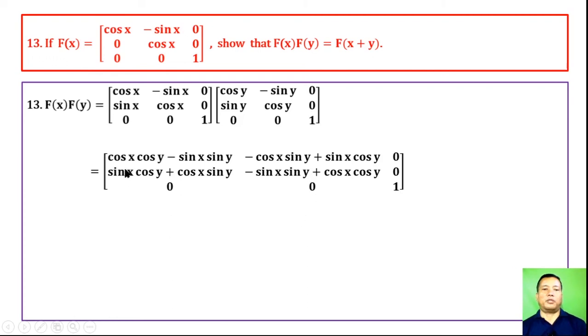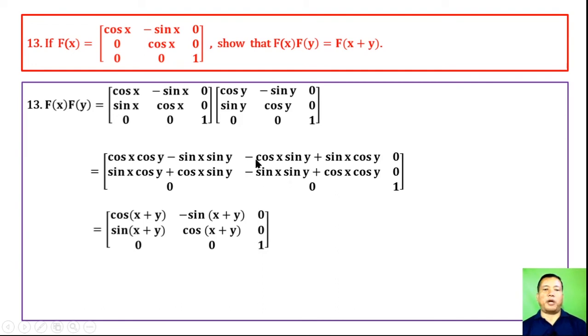Summing up, this is the expansion of cos of x plus y. Taking the minus common, this is the expansion of sine of x plus y, so we get sine of x plus y, cos of x plus y, minus sine, which is equal to f of x plus y. Here we replace x by x plus y in the expression.